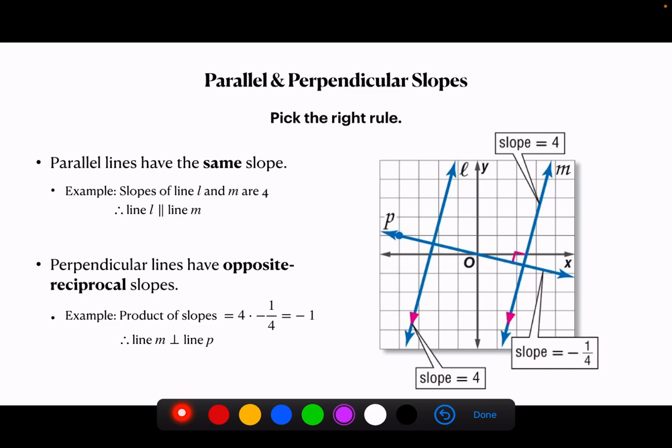Perpendicular lines have what we like to call opposite reciprocal slopes. That's a tough term to remember. So just remember that if you take the two slopes and multiply them together and you get -1, then they are perpendicular. They form a right angle. If we look at line P with line M, line M, as we said before, had a slope of 4. Line P has a slope of -1/4. When we multiply 4 and -1/4 together, we get -1, and so they are opposite reciprocals of each other.